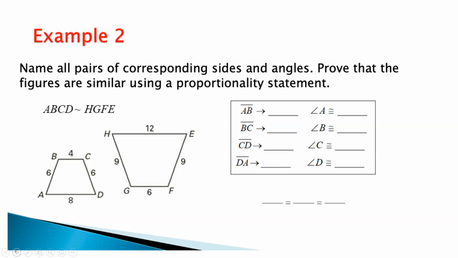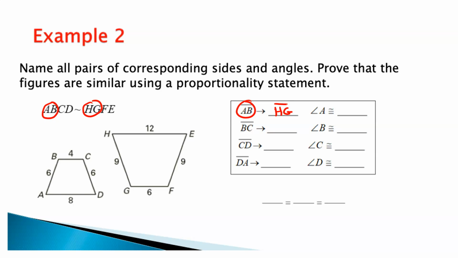All right, let's go through and do the same thing for example number 2. Let's match all the corresponding sides and all the corresponding angles. So we'll start with AB. AB is the first 2 letters. I'm going to compare that to the first 2 letters in the second polygon here, so HG.